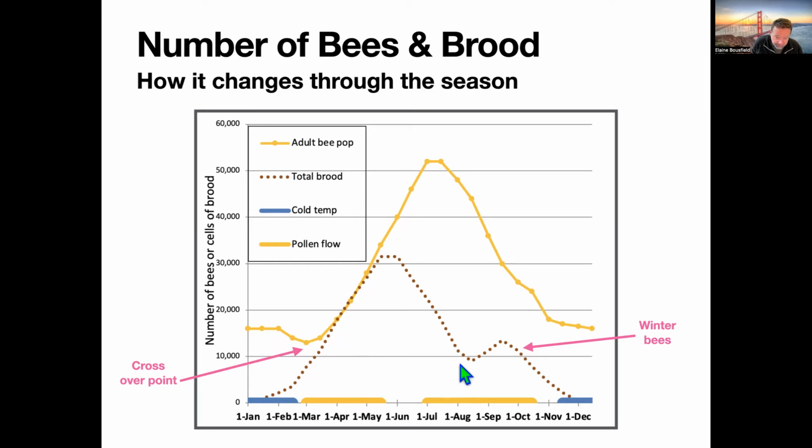The other thing is I referred to around about August time, sometimes the queen goes off laying for a bit. That's shown here. And then there's a separate peak in the autumn, which is her laying the winter bees. And those bees are the ones that are going to stay in the hive right through winter and into the following spring. They're critical for the survival of the colony into the next season.